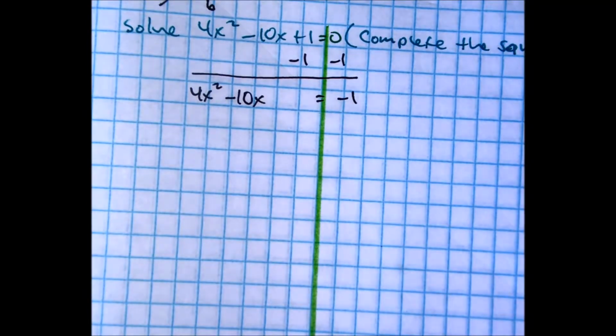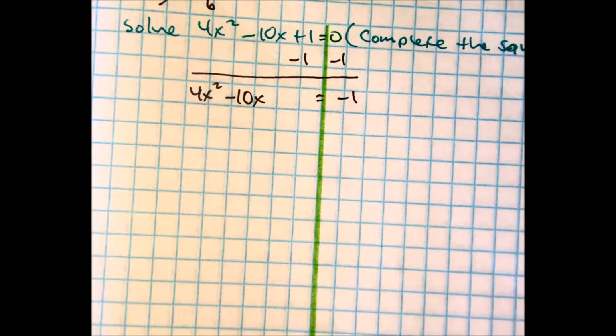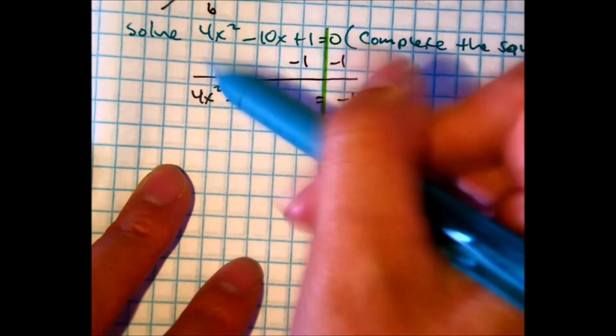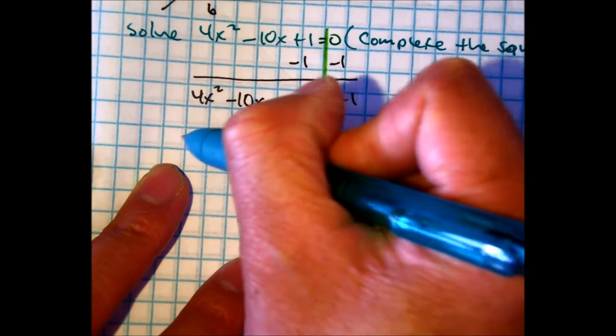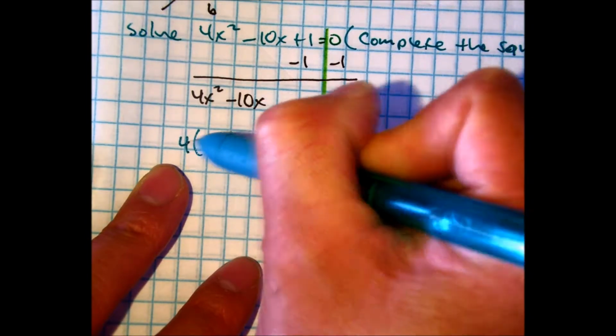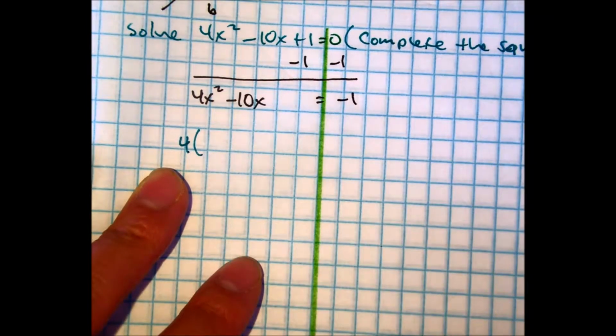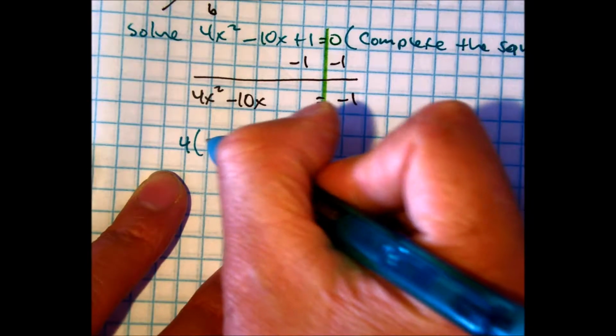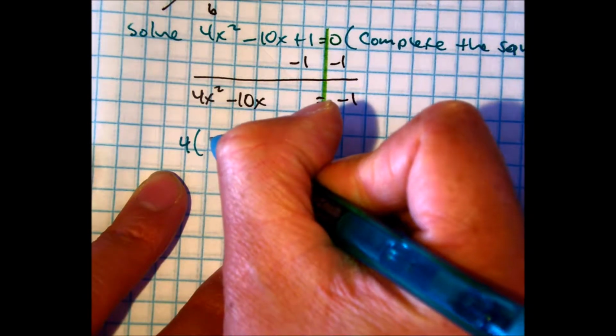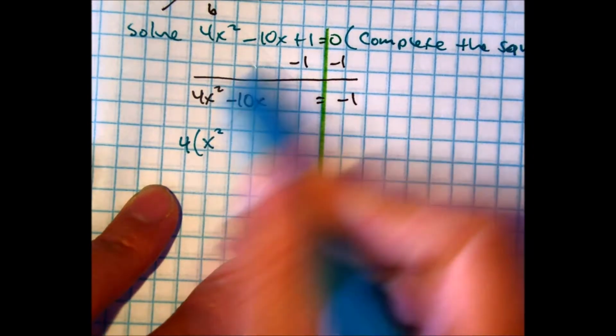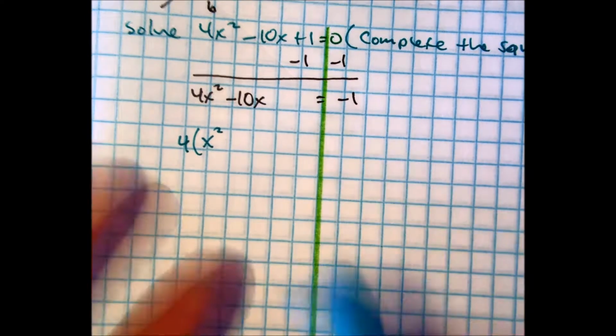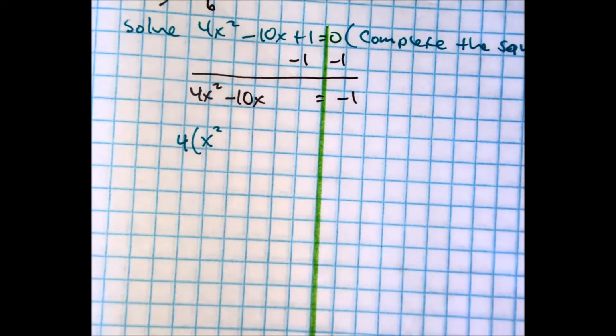Raise your hand if you have that on your paper so far. Alright, what's next? Factor out the a value. So I'm just going to put a 4 here. 4 times something equals x squared. 4 times something equals negative 10x.